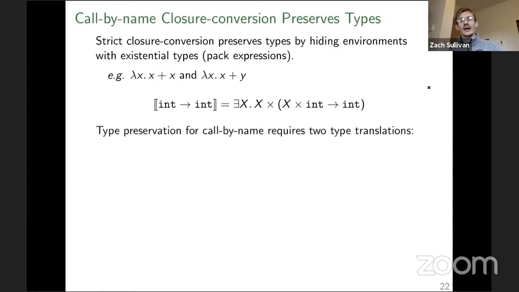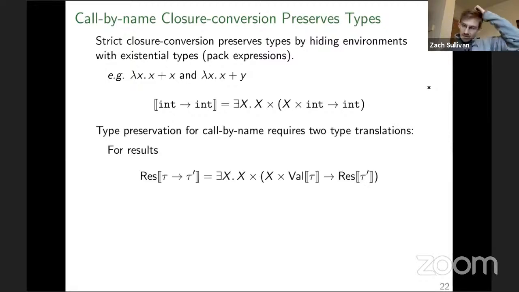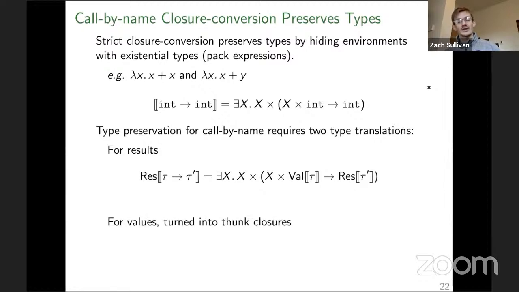We do the same in call by name, but we have to modify it slightly. We have a type translation for results that are returned from evaluation, and this looks very similar to that of the strict closure conversion translation. And then we also have a translation for values, which are thunk closures. Every variable will be bound to a thunk closure, which also is an existential package, but the closed function inside of it does not have a formal parameter.